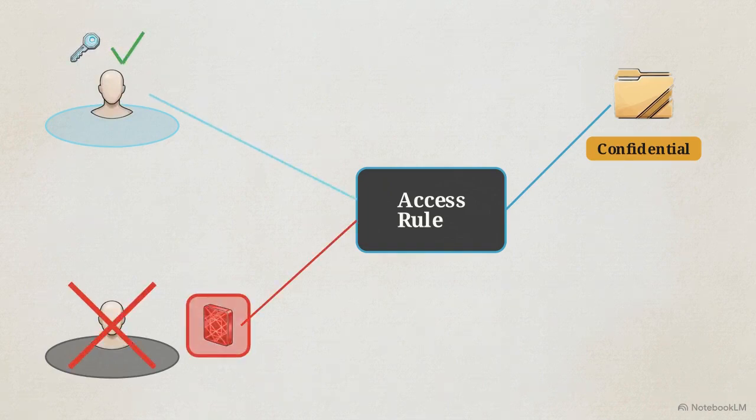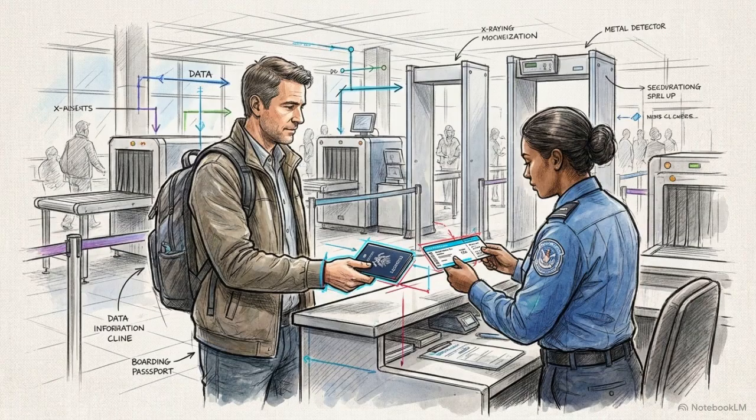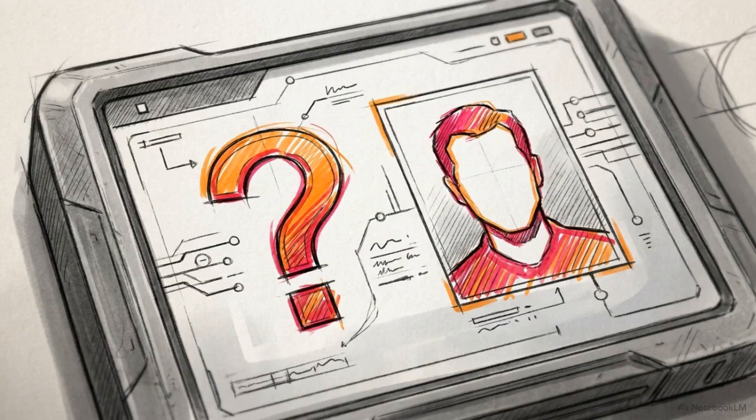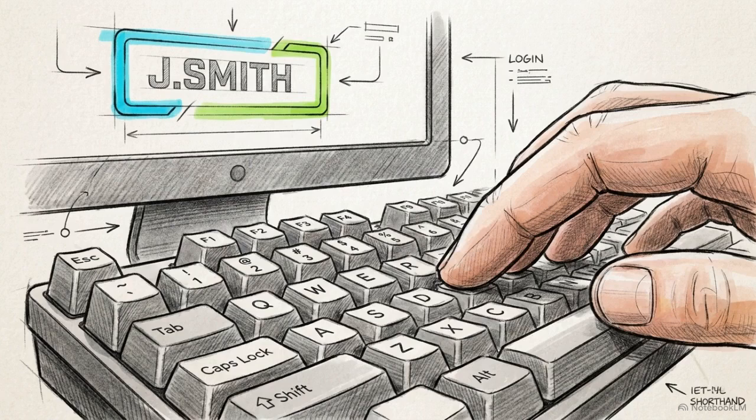under the right conditions. To process any access request safely, a system relies on a sequence of 4 deeply connected functions: identification, authentication, authorization, and accountability. Identification is the act of a subject claiming an identity. It answers the question, who or what is requesting access? Entering a username or an employee ID is an identification claim.